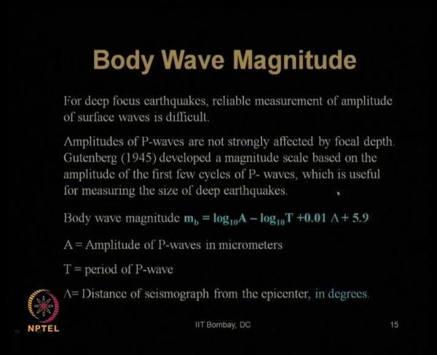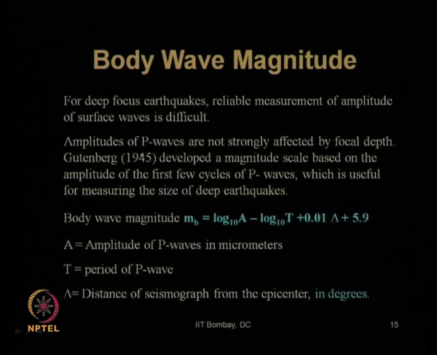Next scale, another important scale, is body wave magnitude. The previous one, surface wave magnitude, was for shallow earthquakes. Now, if we have a deep earthquake occurring at a deep crustal distance, then reliable measurement of the amplitude of surface wave is very difficult, because many times your surface wave may not appear, or even if it appears, it will be distorted and pass through several layers, etcetera, right, if it is a deep earthquake or even an intermediate earthquake.